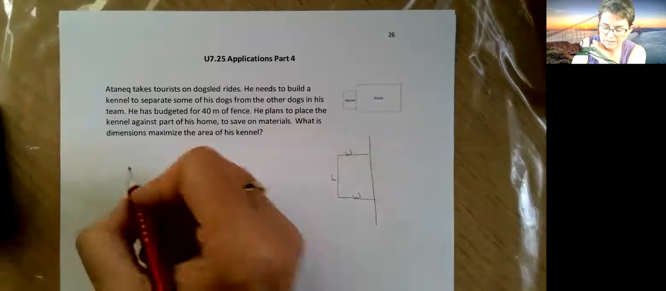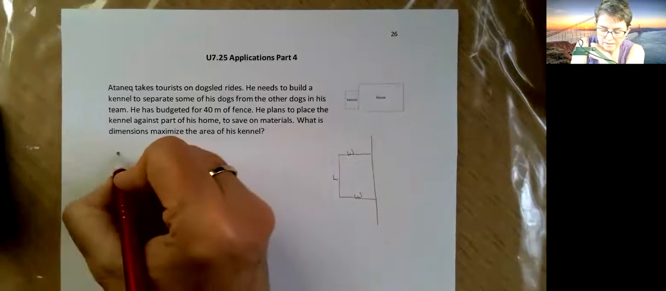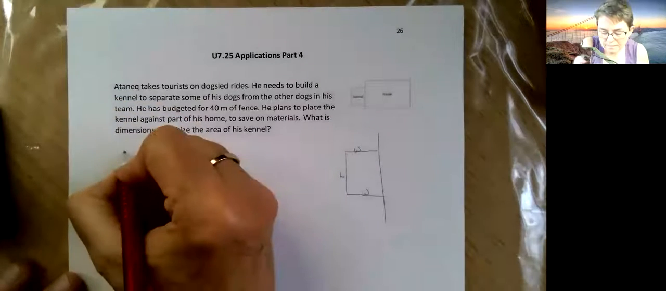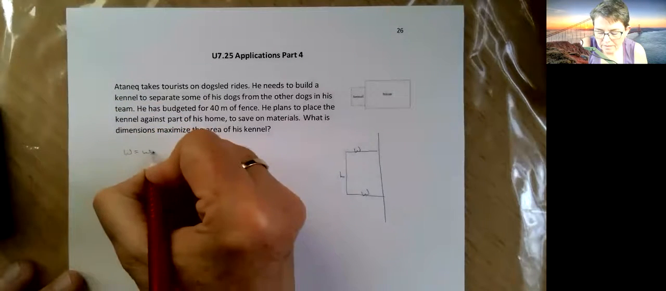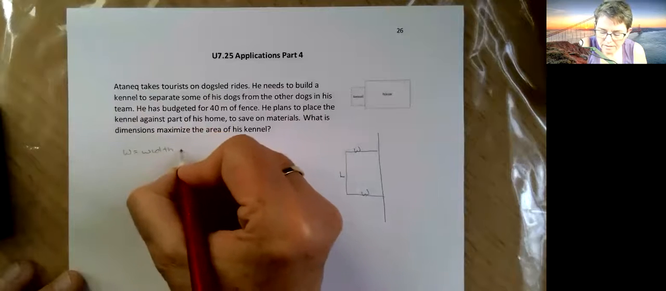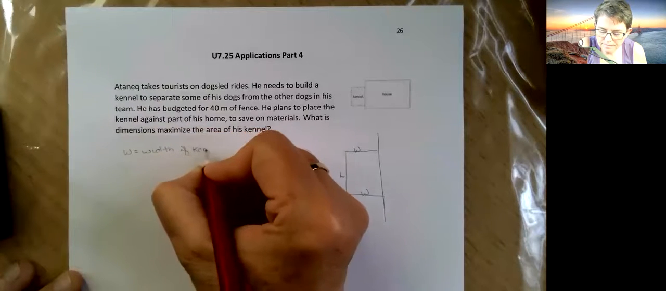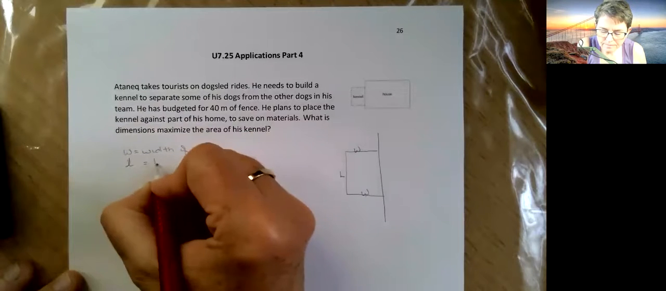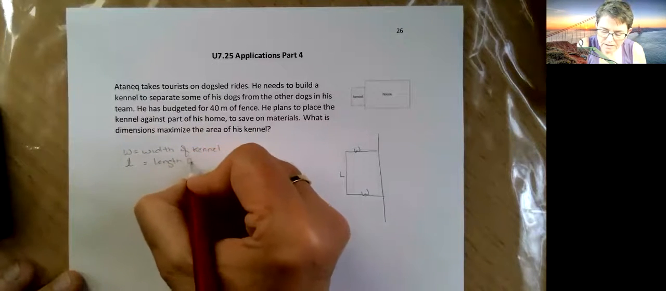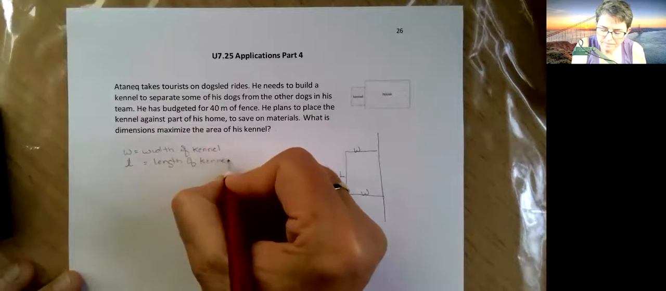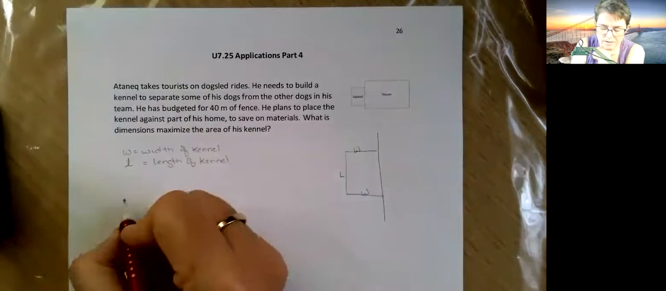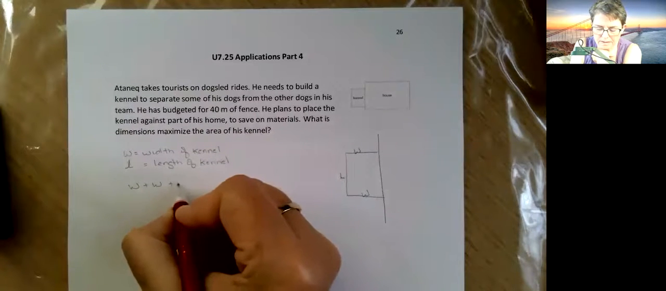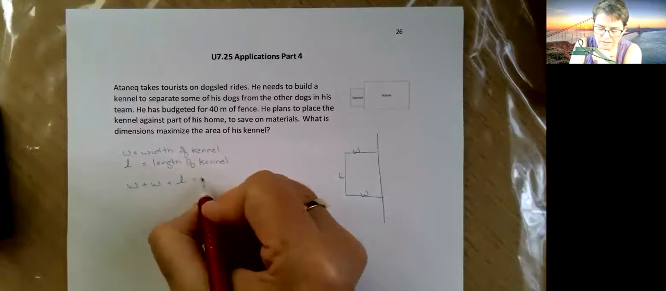So what do we know? Let's do it right. W, width of kennel. L, length of kennel. Okay, so we know W plus W plus L is equal to 40.